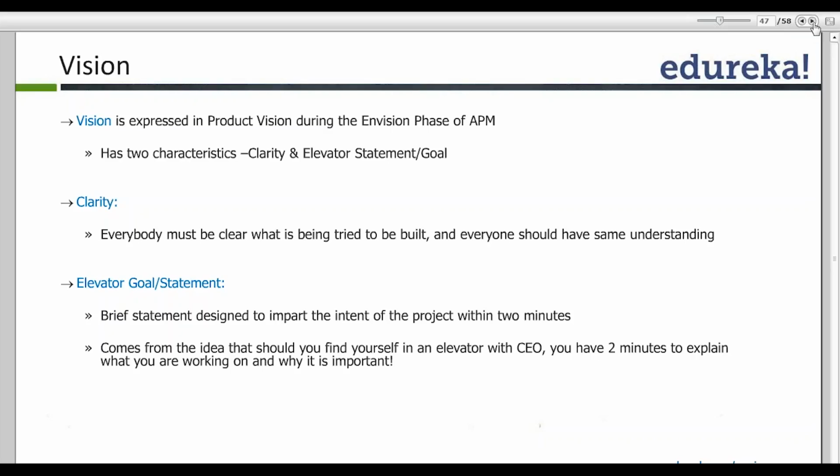A high level pitch statement or an elevator statement would describe what this product is going to achieve, or what the benefits are which are going to be achieved by this product. It should be a one liner or a max two liner statement which would not take more than 2 minutes to explain, because it's for senior management or an executive leadership level. So it should not be too elaborate or too much in detail, but something which can be explained in 2 minutes.